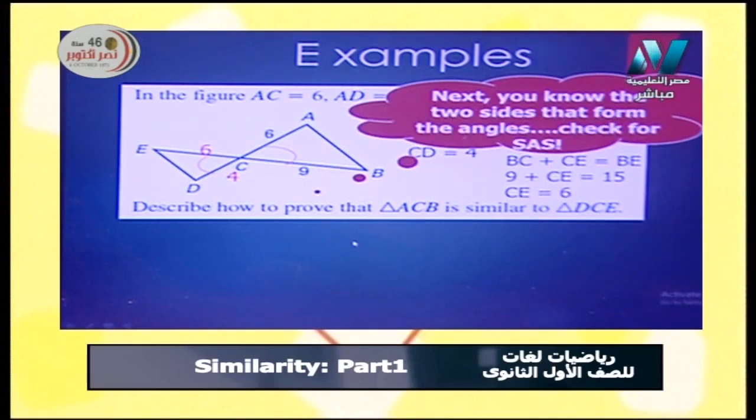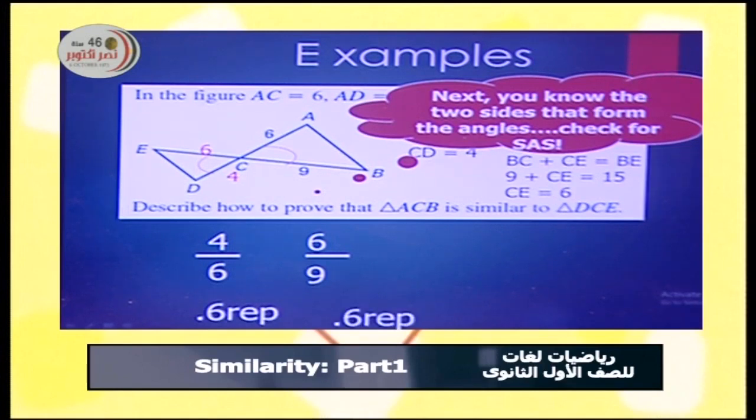Next, you know that the sides from the angles, check SAS. Check SAS means check which angle we have here. Measure angle ACB equals measure angle ECD, and we have the included sides for it, EC and CD, 6 and 4, CA and CB, 6 and 9. Yes, 4 and 6 for the first triangle, triangle ECD. Then we have 6 from the second triangle, CA equals 6, and we have 9 from the triangle CAB, CB equals 9. Yes, equals what? 4 over 6.